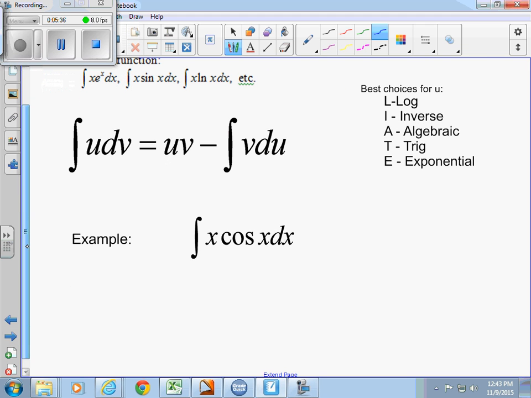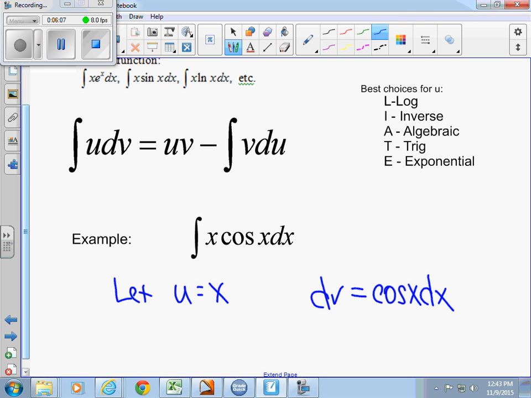So what we're going to do, we're going to go through that list. There's not a logarithm, there's not an inverse function. So the first thing I see is the algebraic piece of x. So I'm going to let u equal x. And so then dv is going to be the other piece. What other piece? So what's the rest of the function besides the x? Cosine of x dx. So v is everything u is not.